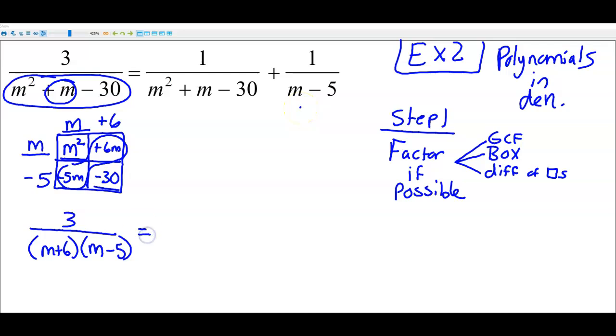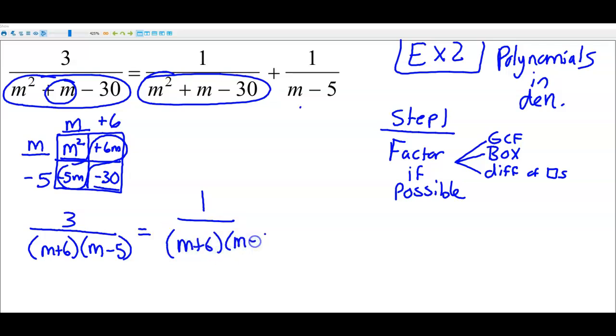All right. This guy is the same thing. That's good. I don't have to do the work all over again, so I'm just going to factor that one now too. It's m plus 6 and m minus 5. Once again, put those binomials in parentheses. All right, so that's pretty much the new step. I mean, there'll probably be some other new things, but when you have polynomials in the denominator, you need to factor first. It could be GCF, it could be box, or it could be difference of squares. This one was a box method problem.